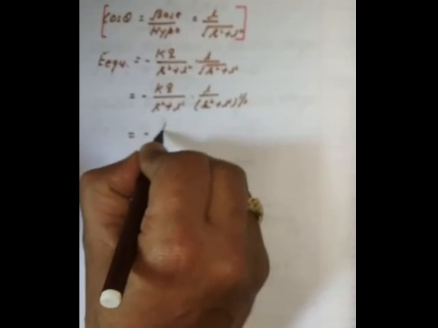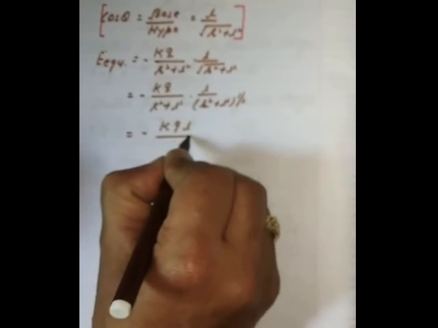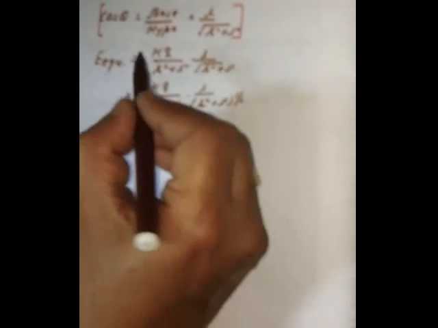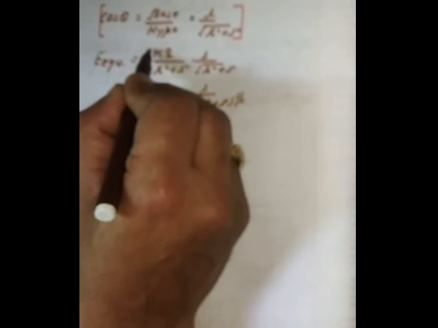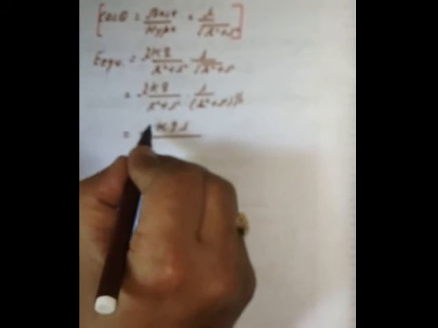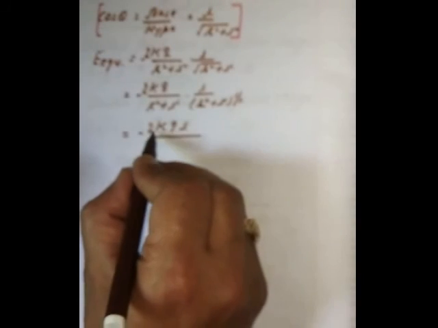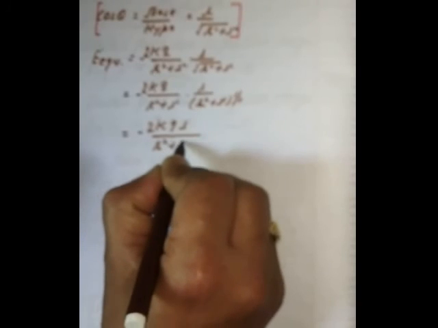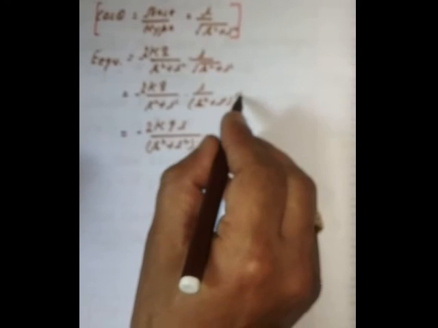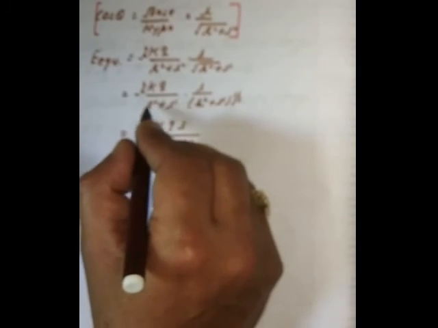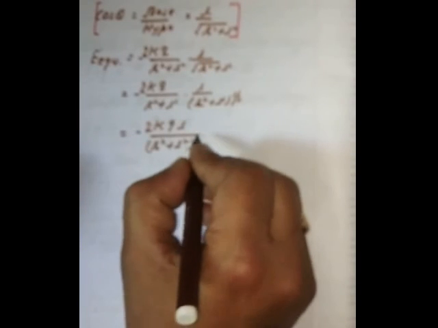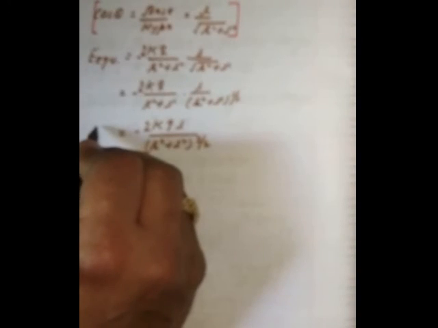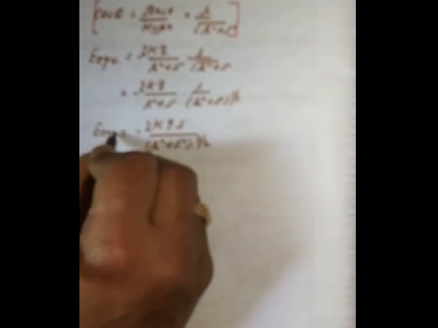Then kqL, whether it will be kq, no, it will be 2kq. 2kqL upon r square plus L square, this should be multiplied by under root r square plus L square, that is, to the power 3 by 2. Electric field at equatorial position.